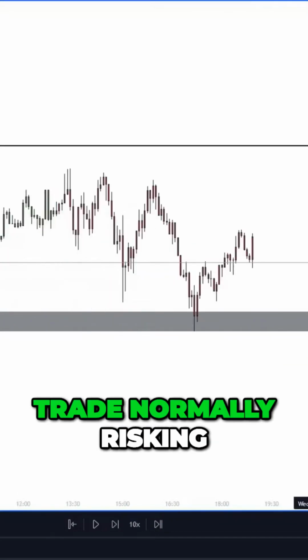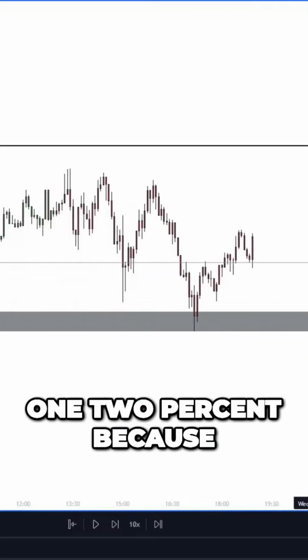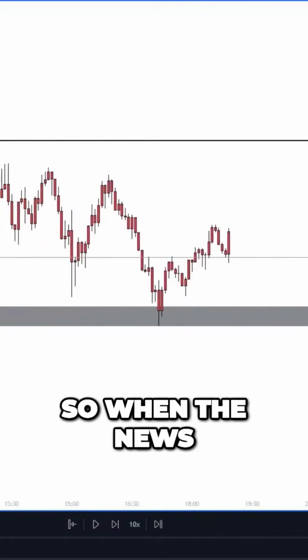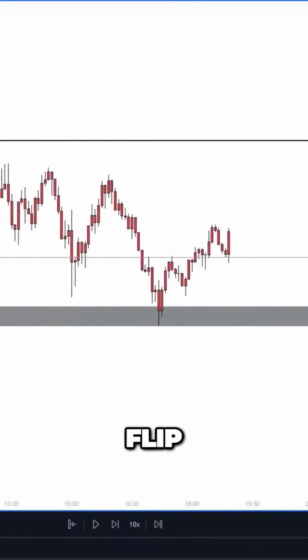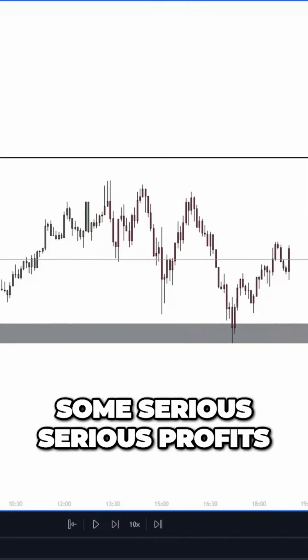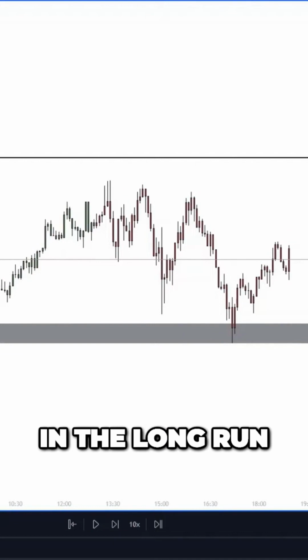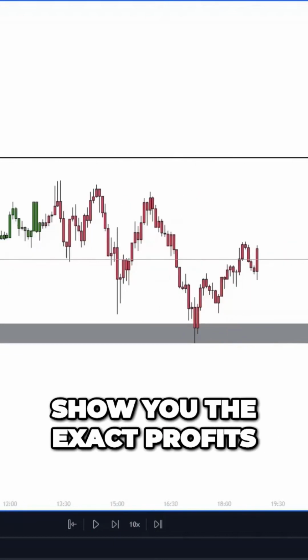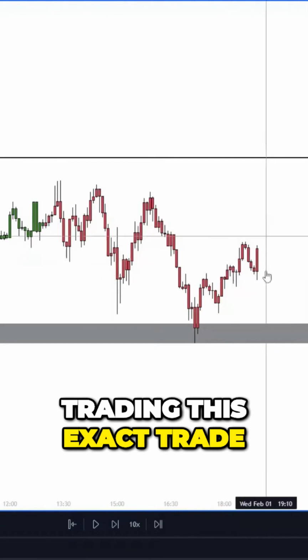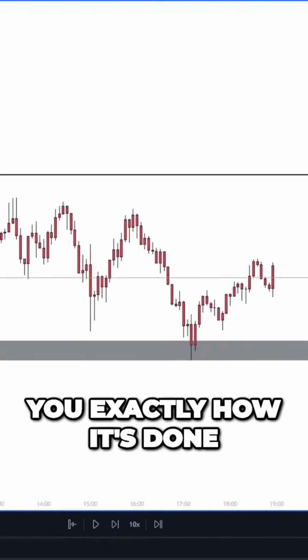This is not how you would trade normally, risking 1, 2%, because that's what's going to make you a profitable trader. This is for a burner account. So when the news comes out, you're just going to flip it on the news. You don't mind losing the money, but you can make some serious profits, and it should be worth it in the long run. And I'm going to show you the exact profits that I made from a $50 account trading this exact trade on gold. So I'm going to show you exactly how it's done.